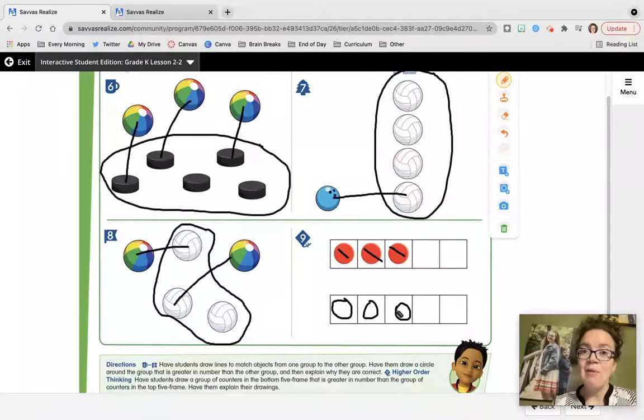But I said I want them to be greater than. So, how many should you draw? Just 3 or more than 3? Raise your hand and tell the guest teacher. Yes, we want to draw more. So you could either draw 1 more, because 4 is greater than 3, or you could have drawn all 5, because 5 is greater than 3. Great job. Turn the page.